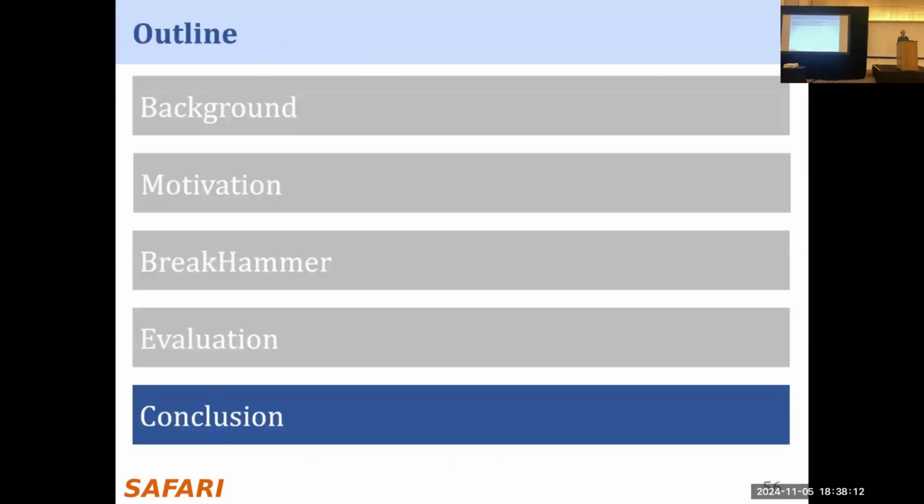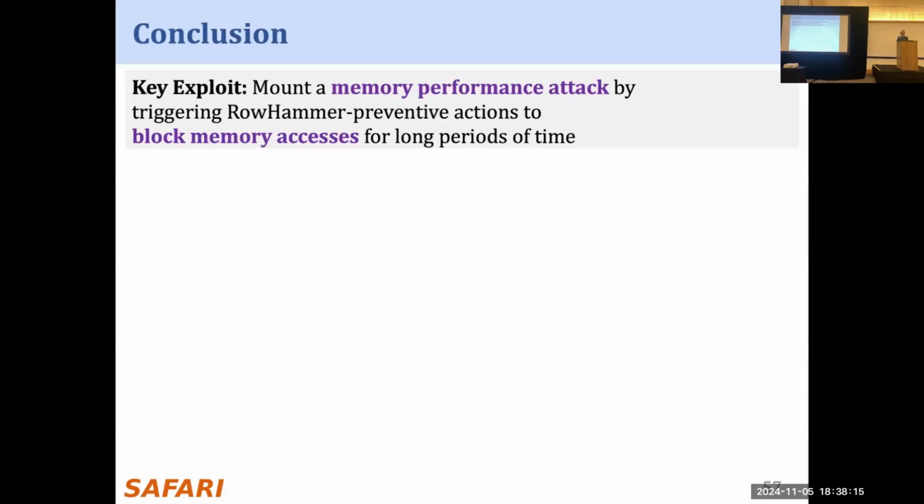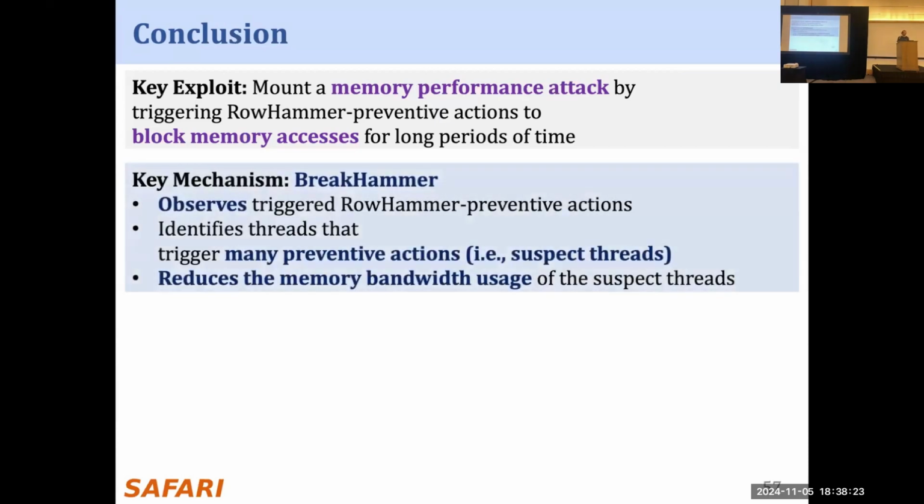Now I'll conclude my talk. We introduced the idea that one can mount a memory performance attack by triggering RowHammer preventive actions to block memory accesses for extended periods of time. We propose BreakHammer, which observes triggered RowHammer preventive actions, identifies threats that trigger many of these actions, and slows down their memory accesses.